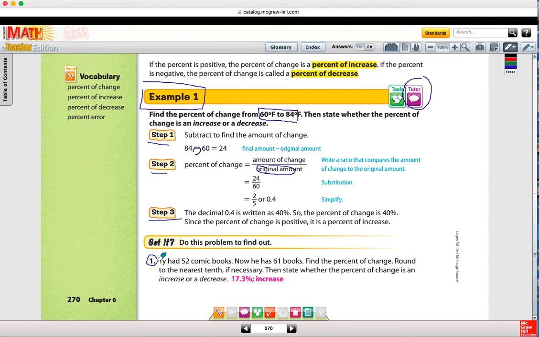Example 1, at the bottom of page 270. Ty had 52 comic books. Now he has 61. So 61 minus 52 is 9. So your first step is to find the difference. He went from 52 to 61. So already I know that this is going to be an increase. I'm going to take 9 divided by his original amount, which is 52. And when I take 9 divided by 52, I get 0.173. And when I move that over 2 places to find the percent, I get 17.3%. And of course, it was an increase.